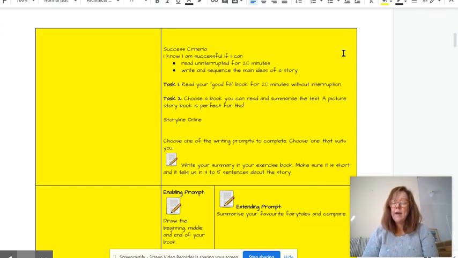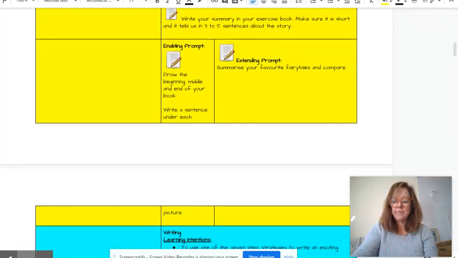So for each of our maths, our literacy and our inquiry units, you will find the learning intention and the success criteria so that the students can keep on track with their skills. As well as that, for each of those, you'll find an enabling prompt and an extending prompt.